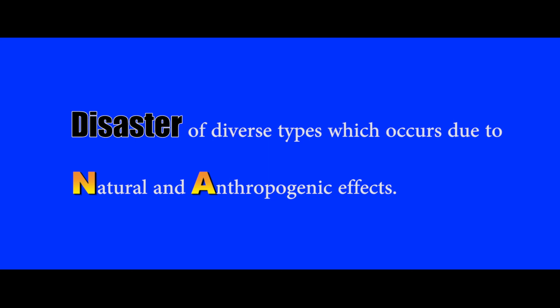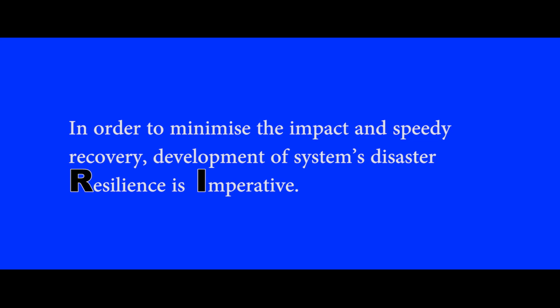Now, my dear children, what did we learn today? We discussed disasters of diverse types, which occur due to natural and anthropogenic effects. In order to minimize the impact and for speedy recovery and development of systems after disaster, we learned that resilience is imperative. The next thing we discussed is that for effective delivery of services, disaster management should happen at all levels. Then we also discussed that the disaster management plan is to save lives, property, and environment.